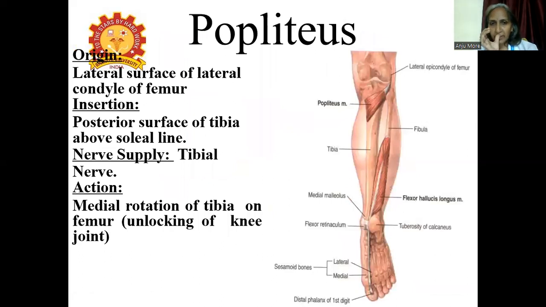So we will discuss the muscles under the same four headings. First, origin, insertion, nerve supply and action. So first, the popliteus originates from lateral surface of lateral condyle of femur and is inserted into the posterior surface of tibia above the soleal line. You can see the muscle in the diagram. The muscle is supplied by tibial nerve. Its action is medial rotation of tibia on femur. This is the movement of unlocking of knee joint.